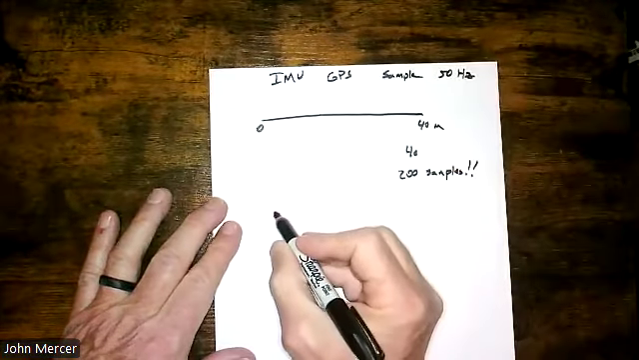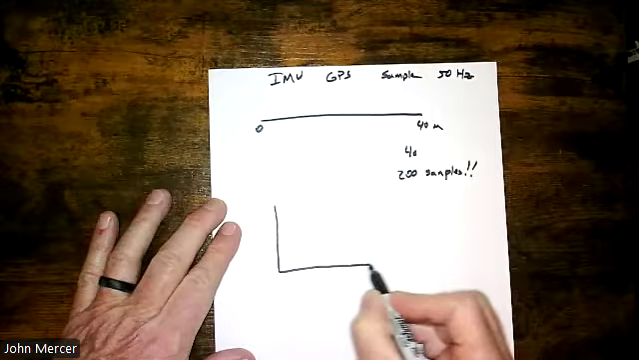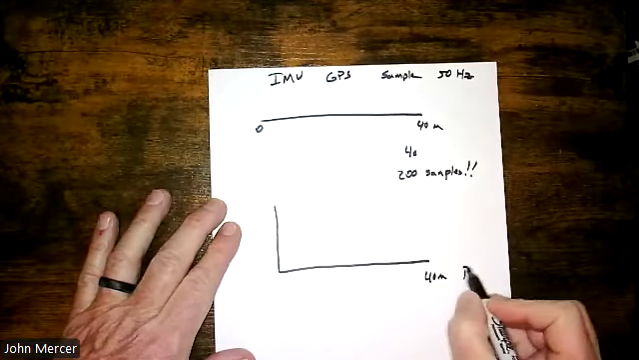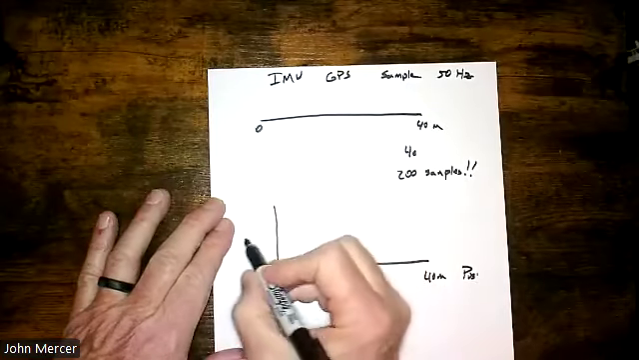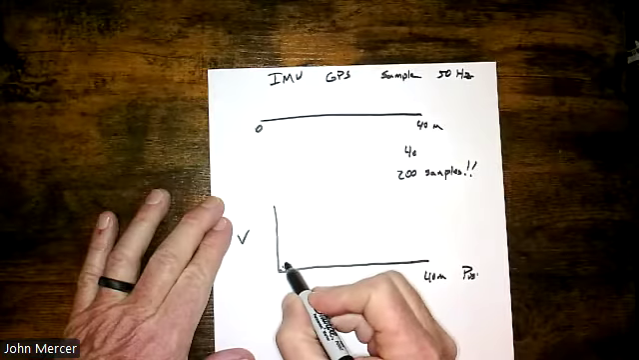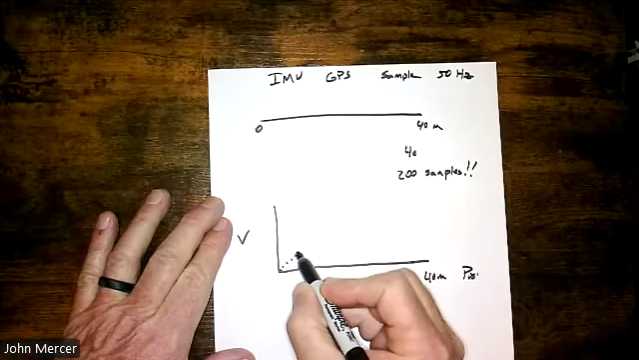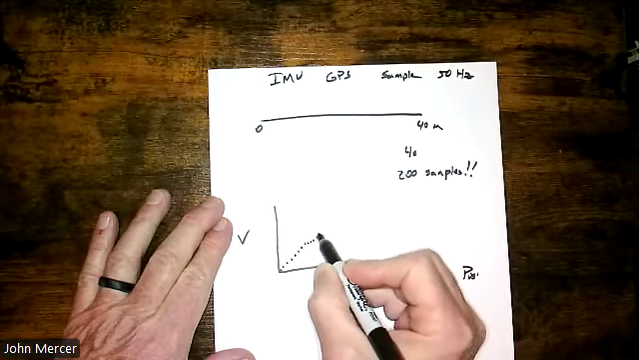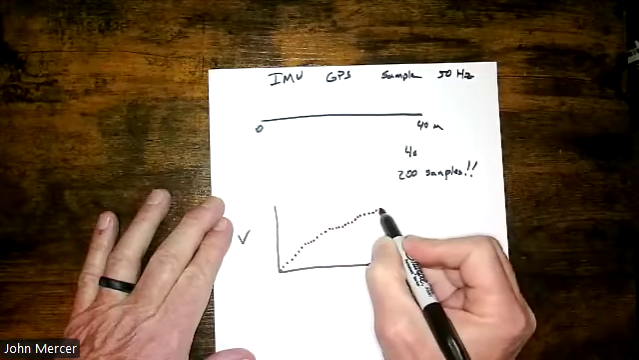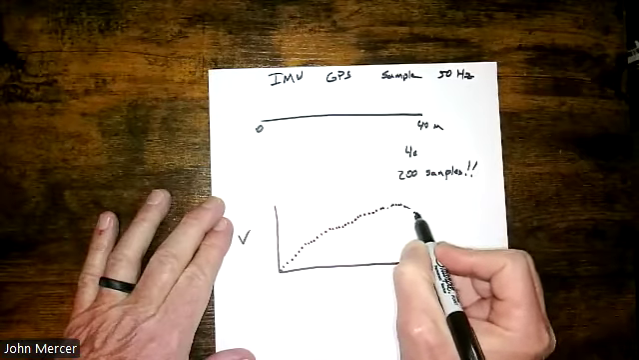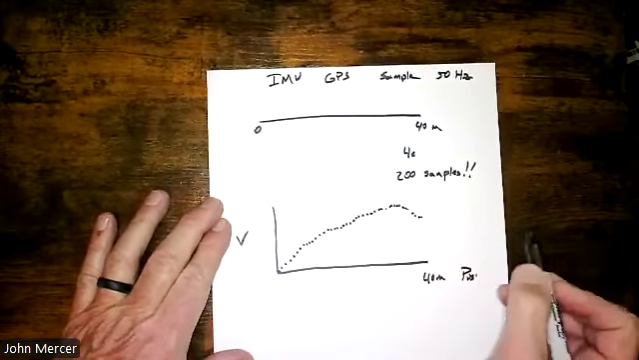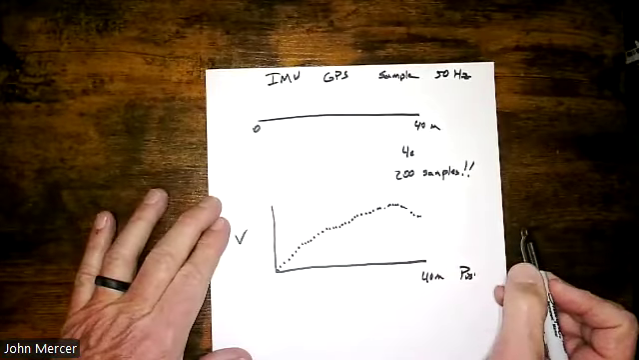Okay, and now I could start looking at my velocity profile. This is position again. This is velocity, starting at 0, and now I get 200 measurements of what's going on during the run, and maybe it looks like something like that. And I'm trying to draw 200 dots, 200 samples.